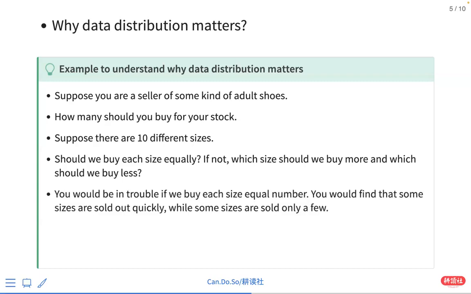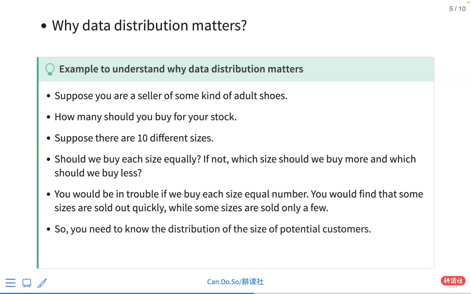I guess you would be in trouble if you bought an equal number of each size, because you will find that some sizes are sold out quickly, while some sizes are sold only a few, and for some extreme sizes nobody even asks. So before you get your stock, you need to know the distribution of the sizes of potential customers. Then you can prepare the inventory according to the distribution.